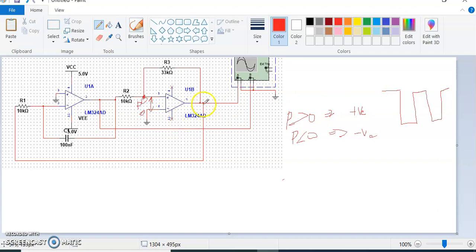Next, this square wave output is applied to the next circuit. This circuit is an op-amp integrator circuit. This integrator circuit will integrate this square wave so that we'll get the output as a triangular wave. How is this triangular wave generated? This is a negative going triangular wave. This output may be like this.